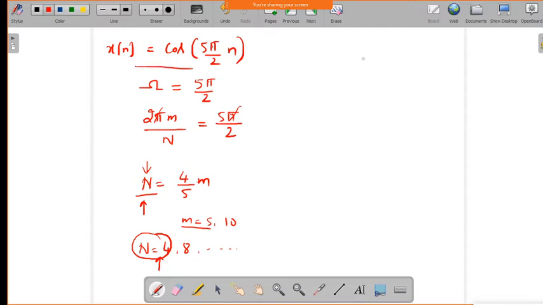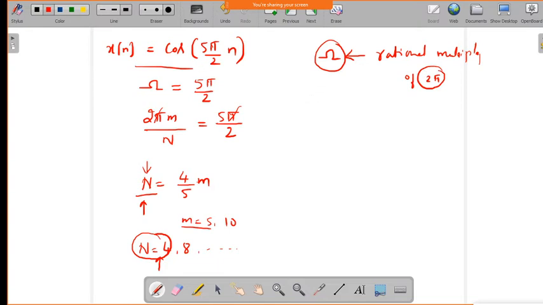Generally, if you take the plots and want to decide the periodicity, that is very easy. After how many samples it repeats the same samples, that is the period. So this ω is very important in the discrete time case. It should be a rational multiple of 2π, then you will get the periodicity, that is N is a positive integer.